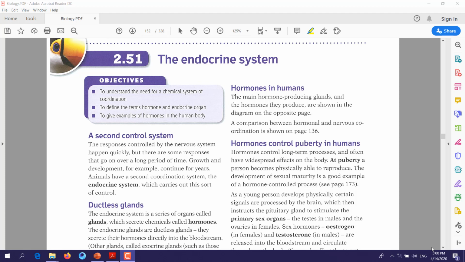Hello everyone. Today our lesson is about the endocrine system. Firstly, we will start with the objectives for this lesson.